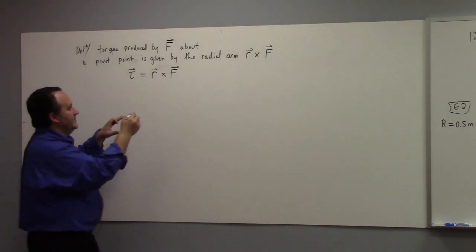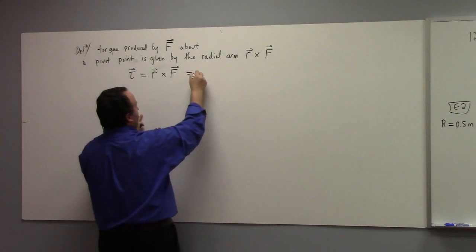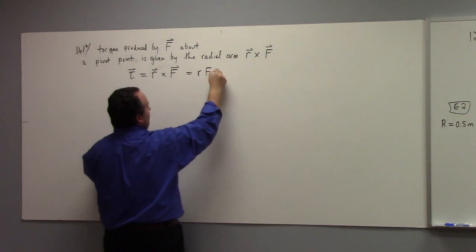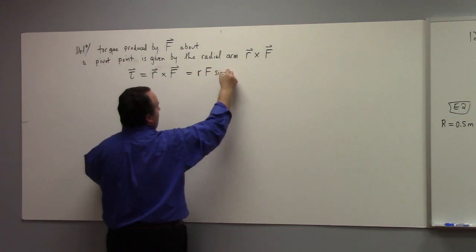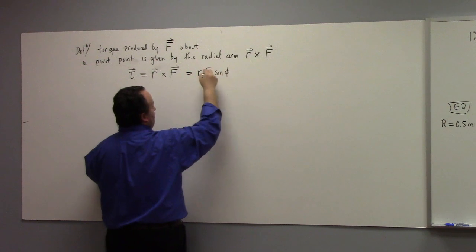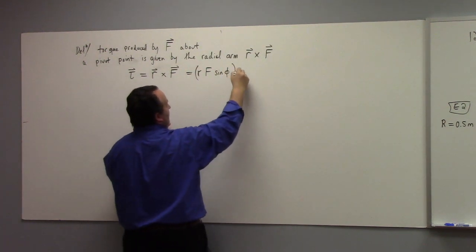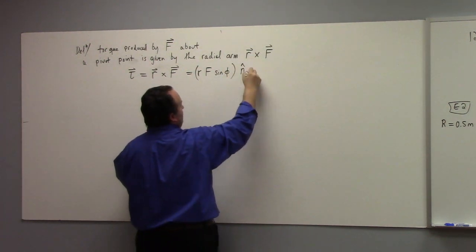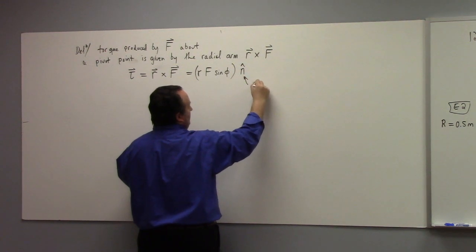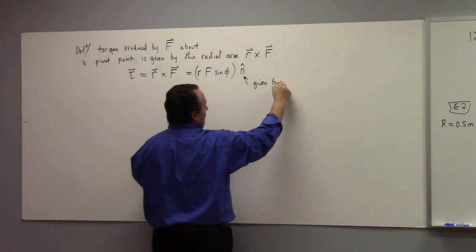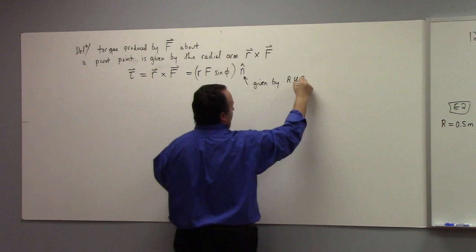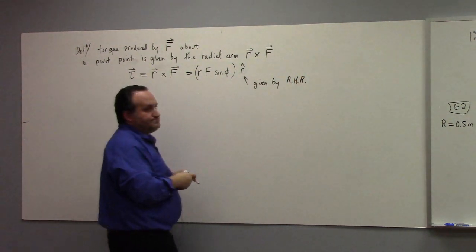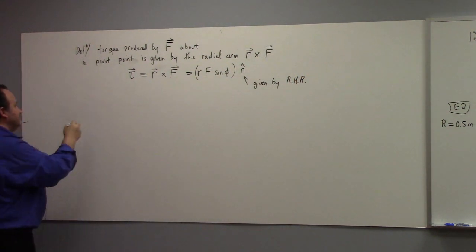To be a little bit more specific, here's a formula for it. What we're talking about is RF times the sine of the angle between them, all right? I'm going to use phi here for a second. And then a unit vector, let's call it n hat, where this is given by the right-hand rule.